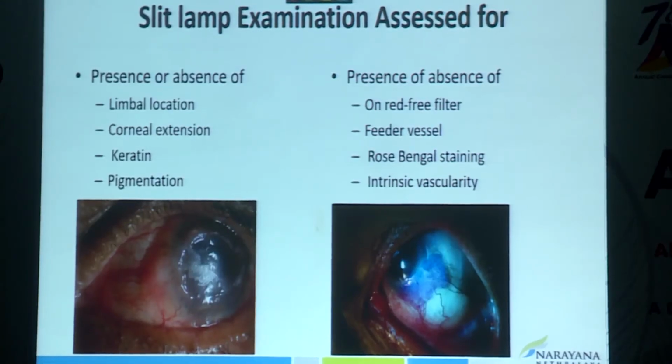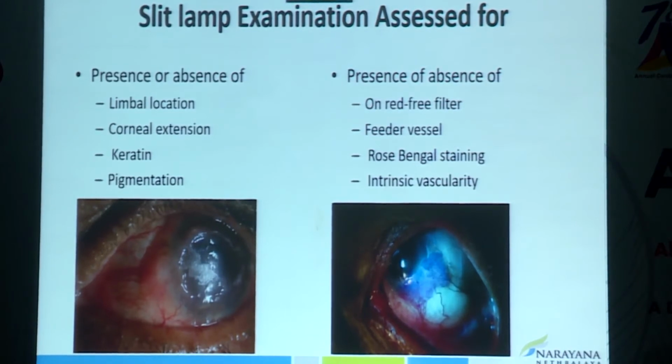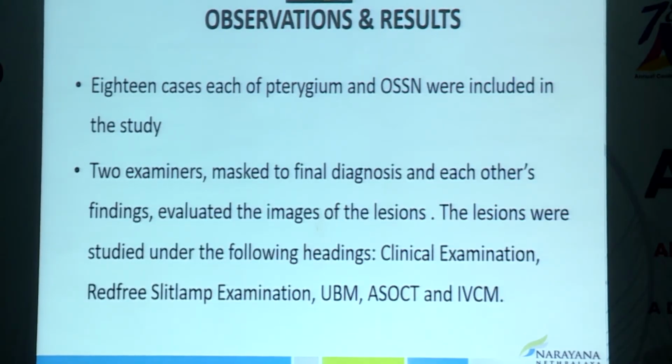The slit lamp examination is assessed for the presence or absence of limbal location, corneal extension, keratin or pigmentation. The red-free filter examination is done to assess for feeder vessels, rose Bengal staining or presence of intrinsic vascularity. We took 18 cases each of pterygium and OSSN.